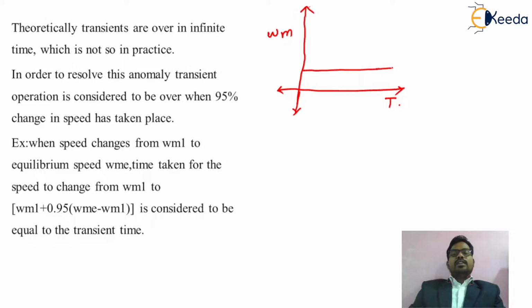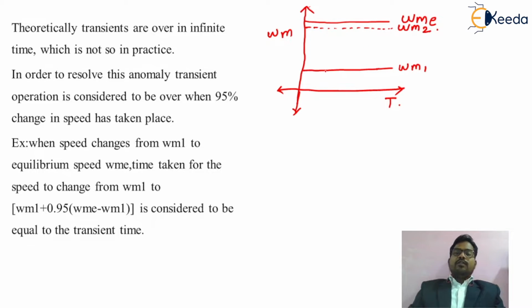Considering the equation, omega m1 will be the first value, called the initial value of the angular speed. Then this will be the equilibrium value of your speed, called omega me, and this will be the 95% value of the equilibrium speed. Now we call it omega m2.